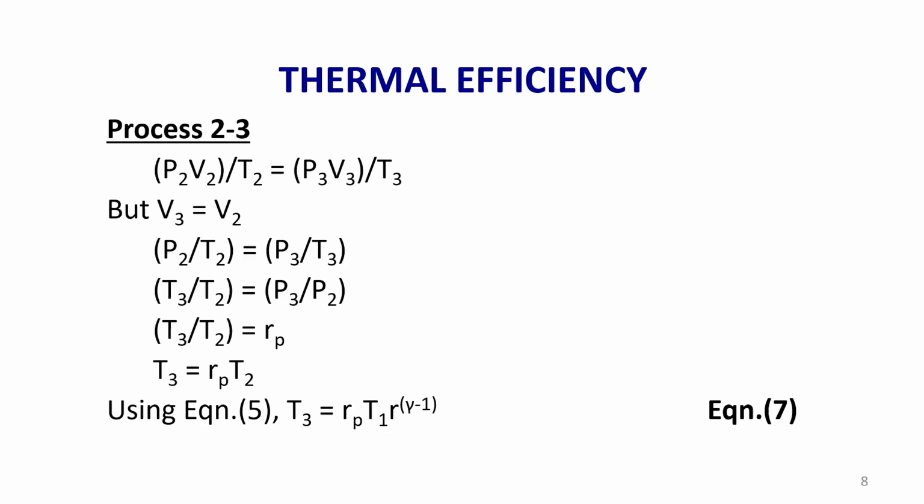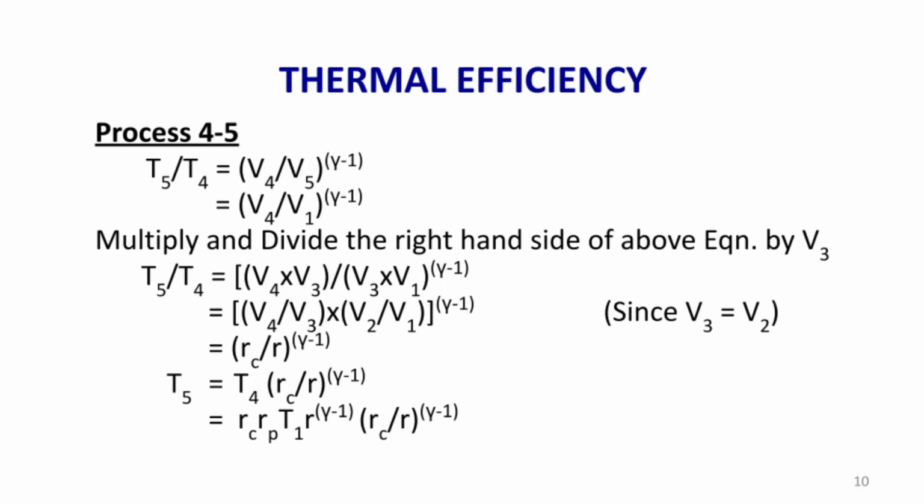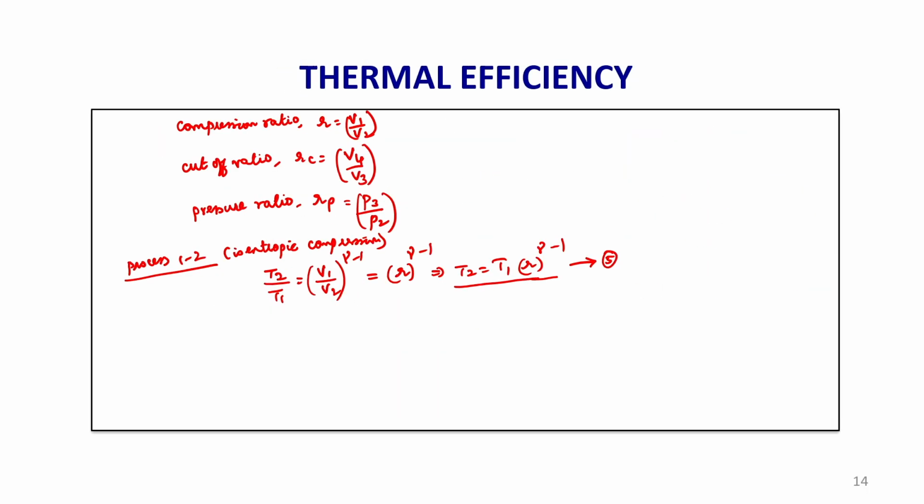Okay. Now, let us consider the process 2 to 3. Here I have expressed T2 in terms of T1. Next I will express T3 in terms of T1 and similarly T4 and T5. So, to express the temperature T3 in terms of T1, consider the process 2 to 3.